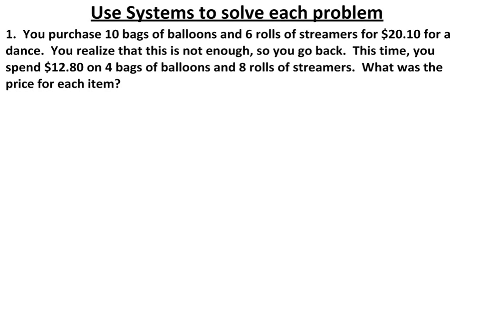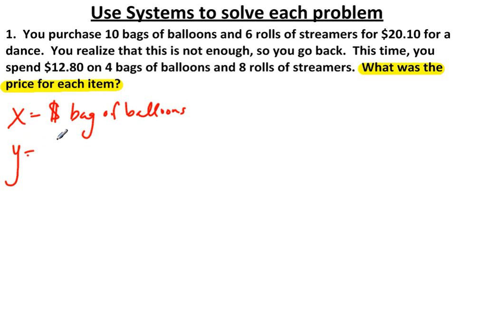So the first thing you want to think about is, what is the question asking for? That will help you decide what your variables should be. Since we want to know what the price of each item is, let's think about the item. We have bags of balloons, and I'm going to call that X. It's going to be the price, so it's the cost for a bag of balloons. And the other one, we're going to use Y, is the price for a roll of streamers.